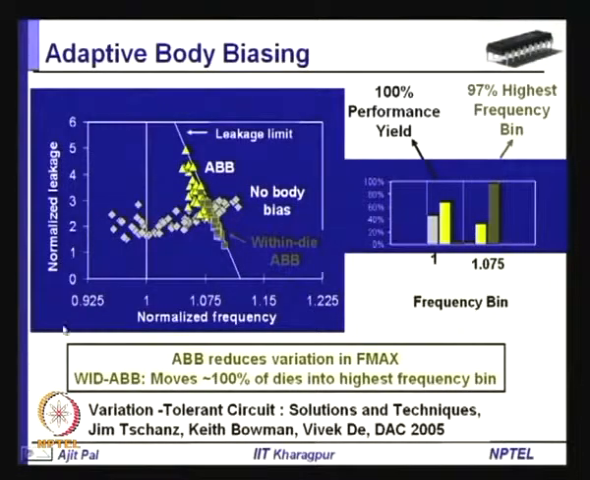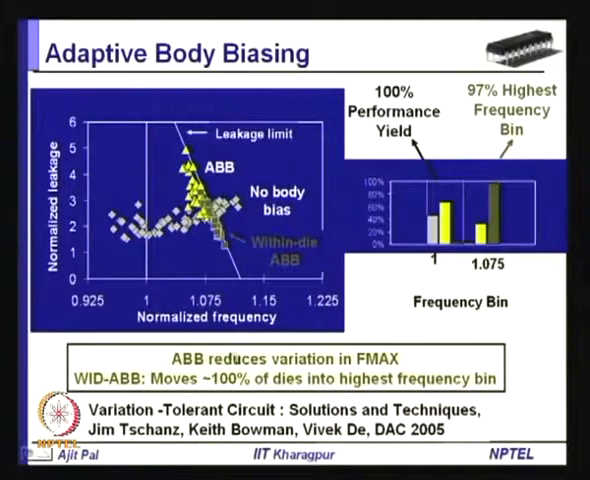So, in this particular plot, as you can see, these curves are without any body bias. So, you can find a wide distribution of the normalized frequency and leakage. Whenever you do adaptive body biasing, those yellow plots correspond to adaptive body biasing. We find that the frequency distribution is over a small range, that means the performance is improved significantly, particularly when we do within die adaptive body biasing, that means different parts can have different body biases. So, this will definitely have better results instead of a single body bias for the entire die.